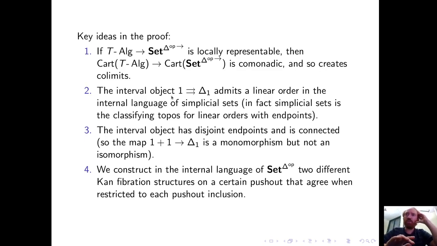Another interesting thing that comes up in the proof is that I use the fact that the interval object is a linear order where the endpoints are the top and bottom element. This is true for simplicial sets, but it's not just some obscure property. It's kind of a defining property of simplicial sets, in the sense that simplicial sets are the classifying topos for linear orders with endpoints.